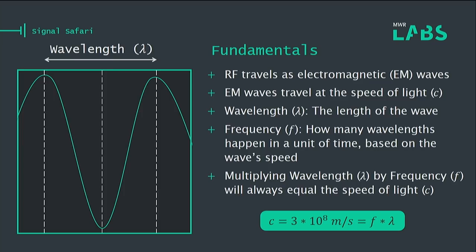The high frequencies are where you're going to see a lot of things that you're interacting with today for local communications. A way to remember the relationship between the frequency and the wavelength is just if you multiply them, it'll always come back to the speed of light, which is what all those waves are traveling at.